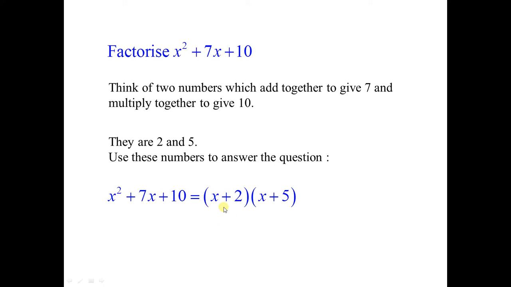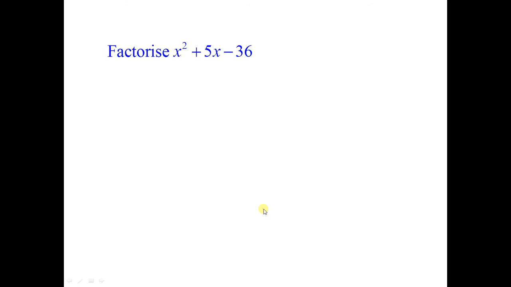There we are. Two brackets, both beginning with x. And the two numbers you got, 2 and 5, go into the brackets in either order: x plus 5, x plus 2, or x plus 2, x plus 5. The order doesn't matter when you multiply. Right, so that's the answer. x squared plus 7x plus 10 equals (x plus 2) times (x plus 5). That's factorized.